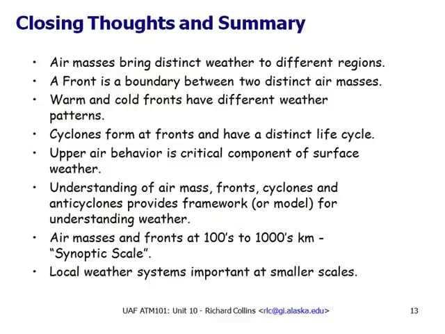Warm and cold fronts have different weather patterns. Cyclones form at fronts and have a distinct life cycle that can be used to understand the weather and also predict the weather. Upper air behavior is a critical component of surface weather, and understanding of air masses, fronts, cyclones, and anticyclones provides a framework or model for understanding weather. Air masses and fronts are an example of what we call synoptic scale systems. Weather happens at smaller scales due to geography, and so local weather systems can be very important at smaller scales. It's not just the large scale of the weather systems that defines everything you experience in the weather.